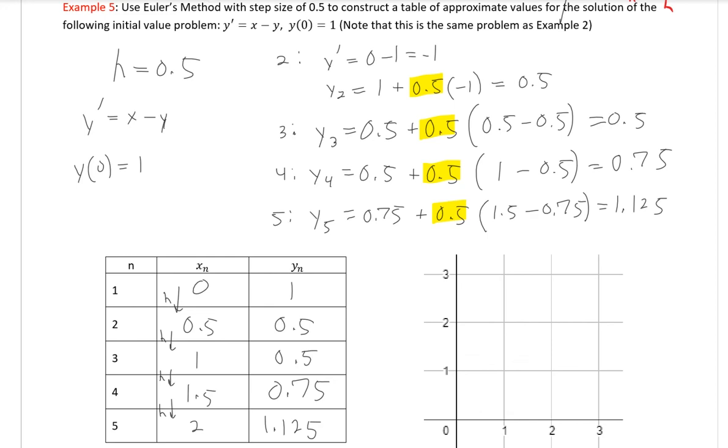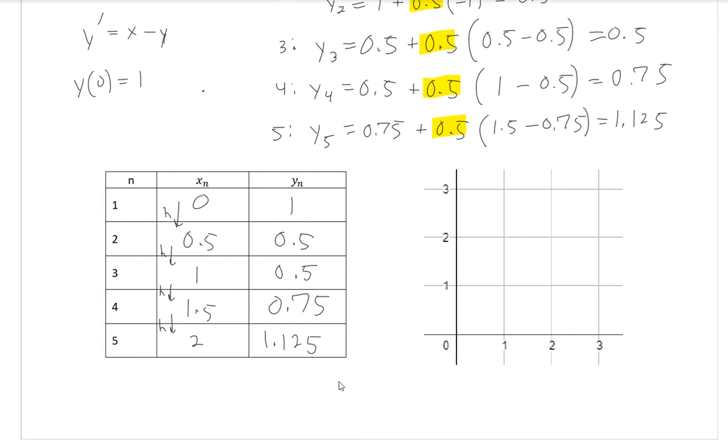Now if I graph this, all I need to do is plot these points. So x is 0, y is 1 is right here, 0.5 and 0.5 is right here, 1 and 0.5 is right here, 1.5 and 0.75 rises up a bit, and 2 and 1.125 is up here. So we start to see this curve.